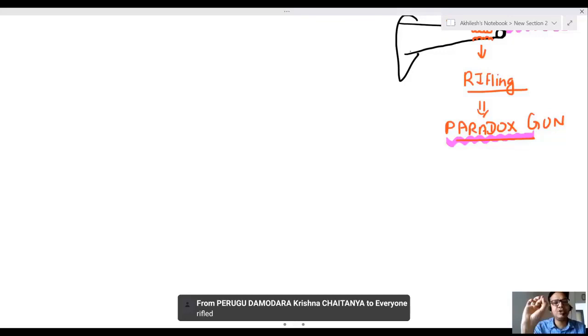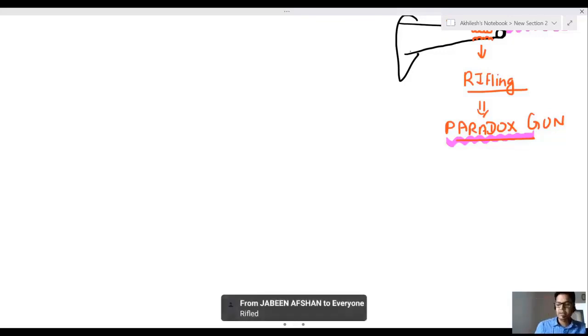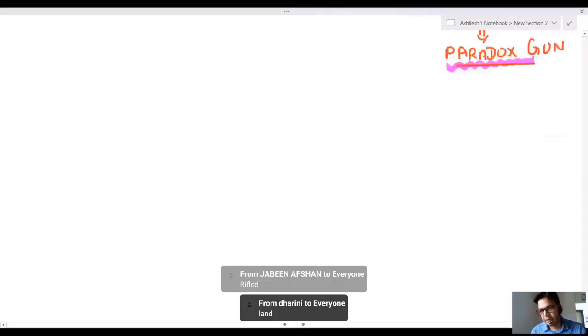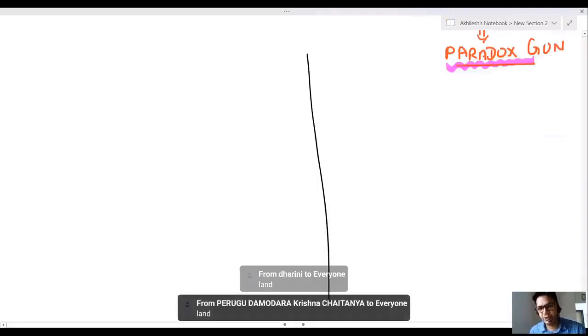In a rifled firearm, caliber is the distance between two opposite lands. Yes, this table is to be continued. Okay, two opposite lengths. Done.